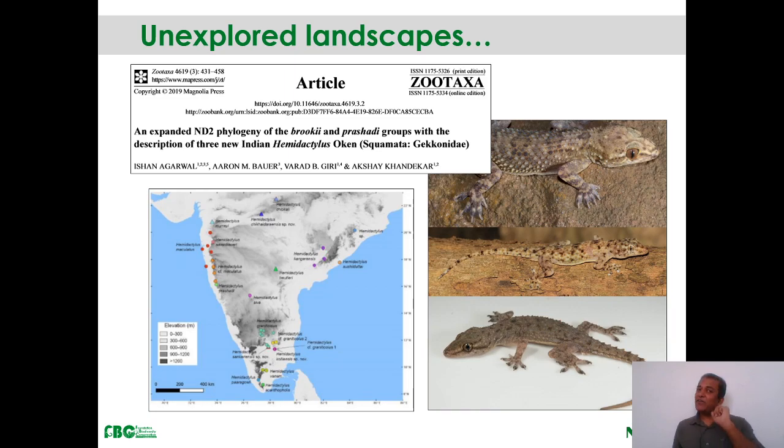Another very important thing is unexplored landscapes. This is a paper again led by Ishan Agarwal, where he described three new species of Hemiphyllodactylus. And this is from a landscape which is outside the Western Ghats or outside the northeastern part of India. Still, there is tremendous diversity in other biogeographic zones as well, and we have to document that. We have to document arid landscapes, semi-arid landscapes, trans-Himalayas, Himalayas, the Gangetic plains. Everywhere we have to go and try to document the diversity of amphibians and reptiles. This is the opportunity.